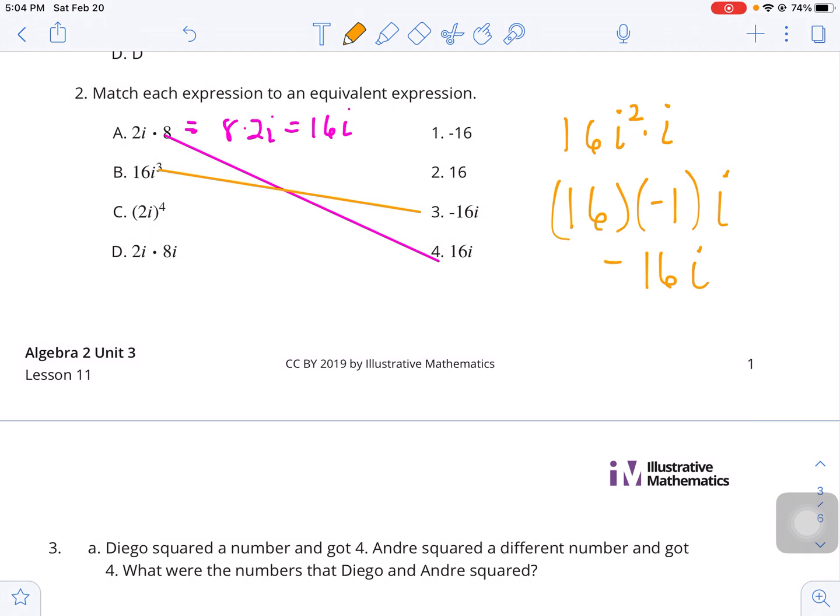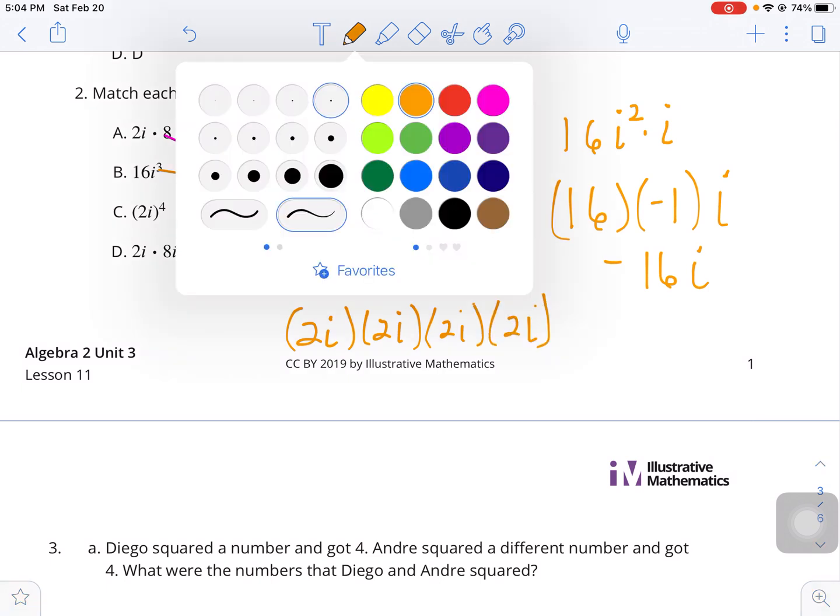Letter C, 2i to the 4th would be like 2i times 2i, 4 times here. Let's get a different color.